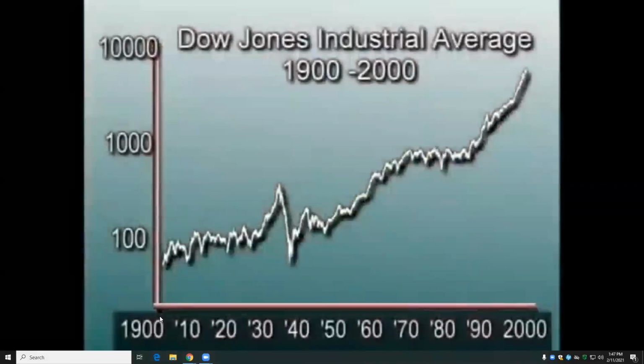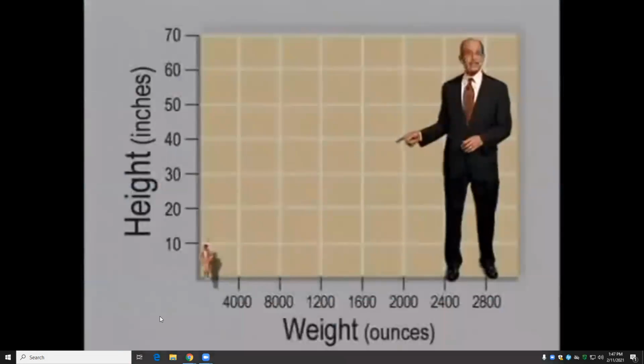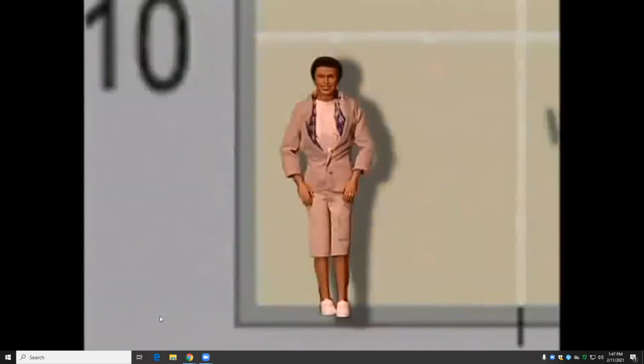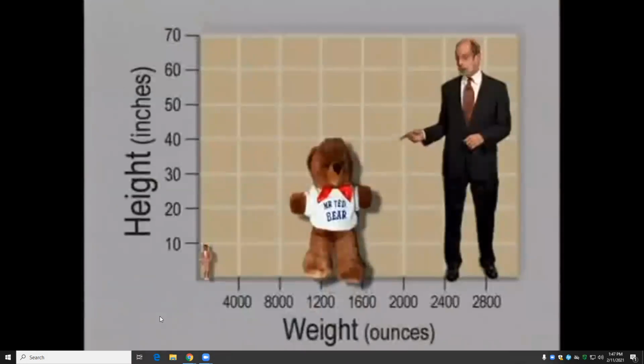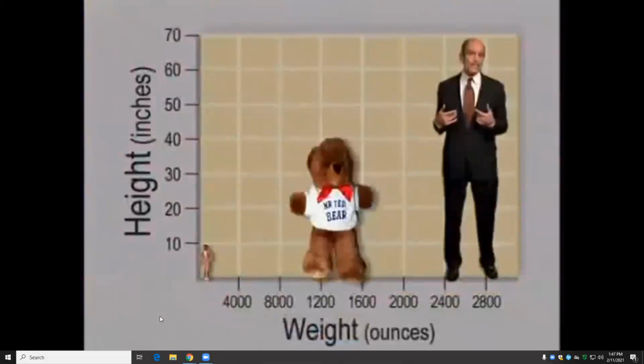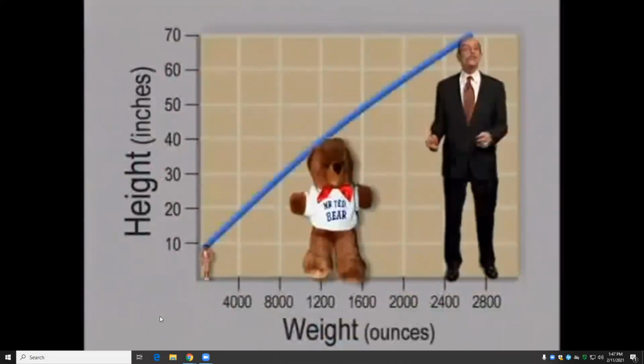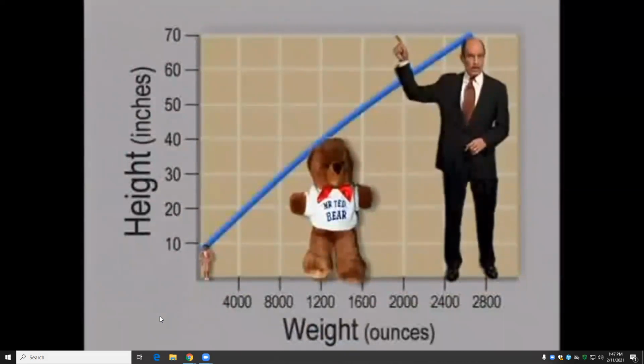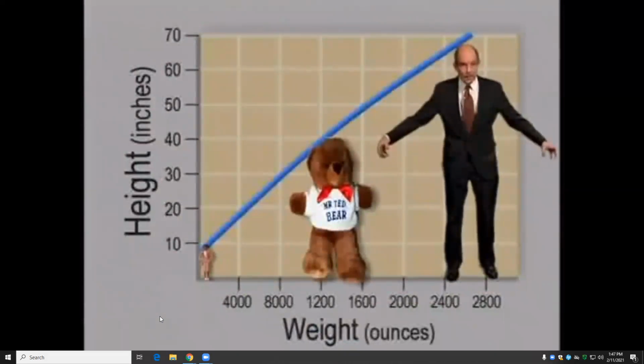Now, two-dimensional graphs can depict the relationship between any two variables, like stock prices and time, or say height and weight. Ben is 9 inches tall and weighs about 2 ounces. Being plastic, he doesn't have to worry about his weight. Ted is 40 inches tall and weighs about 1,300 ounces. He's been bulking up for a cold winter. And I'm 70 inches tall and weigh about 2,700 ounces. The relationship is again clear. The taller you are, in general, the heavier you're likely to be.